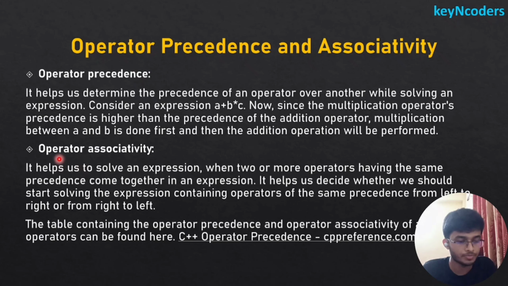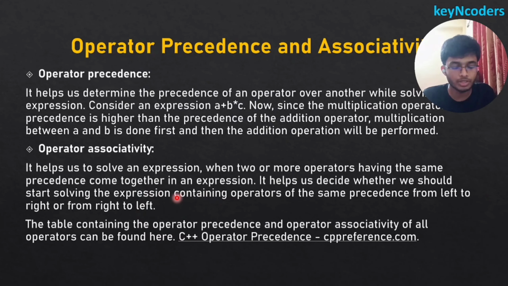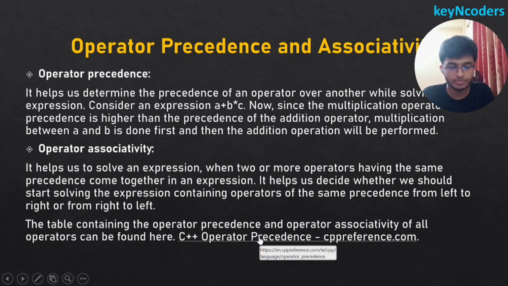So let us read this. Operator associativity. It helps us to solve an expression when two or more operators having the same precedence come together in an expression. That is, it helps us decide whether we should start solving the expression containing the operators of the same precedence from left to right or from right to left. You can check this link, that is very helpful for you, I think.